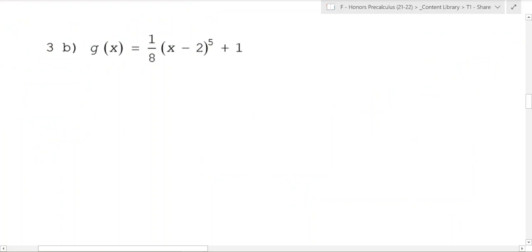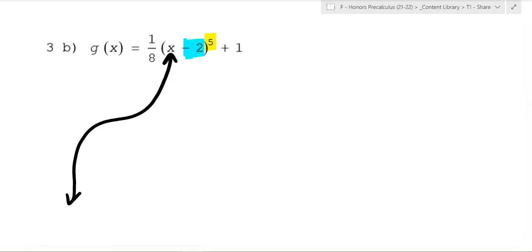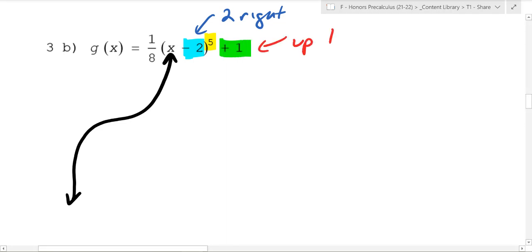So how do we do that for this one? Well, we start with the base graph, and it's to the 5th power, so it's going to look like x cubed, but steeper. It's going to go up like this. And then what does this negative 2 do right here? That means it's 2 right. And then what is this going to do? This 1 is going to go up 1. So this vertex right here, we know it's going to go 2 to the right, and it's going to go up 1. And the original vertex is 0, 0. So we know where the vertex is going to be.